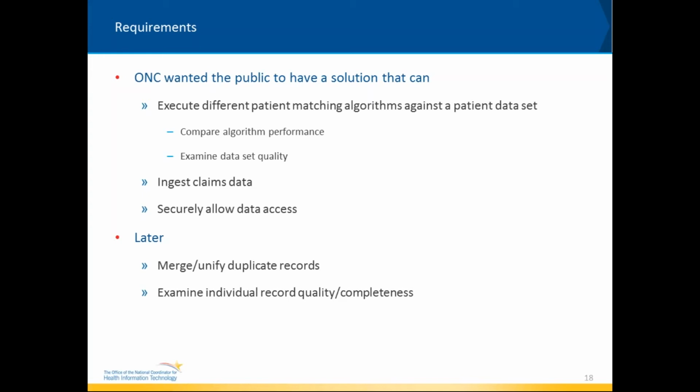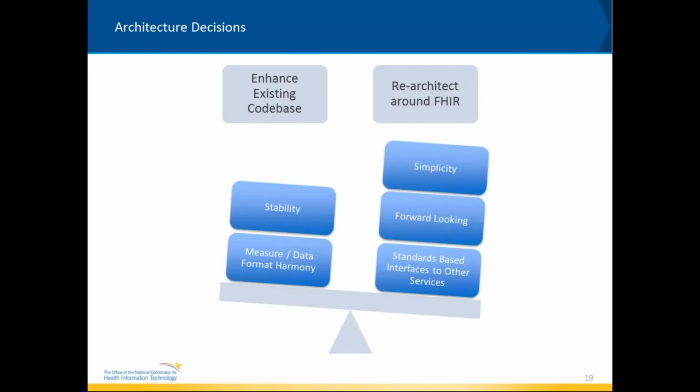And then also the ability to go in and examine individual record quality or completeness, and I'll speak to those a little bit later. So next slide, please. So we had this existing piece of software called POP Health that did electronic clinical quality measure calculation. And ONC gave us our list of requirements, and as we sat back and looked at it, we really had two options at our disposal, in my opinion.